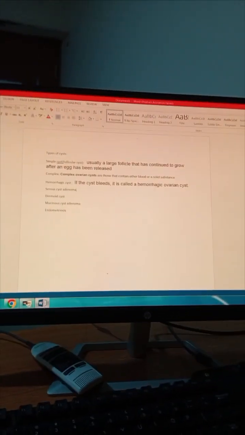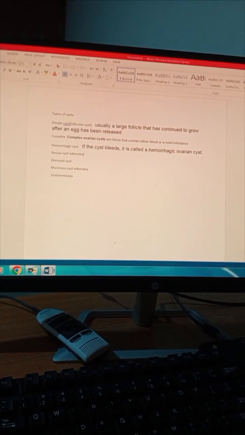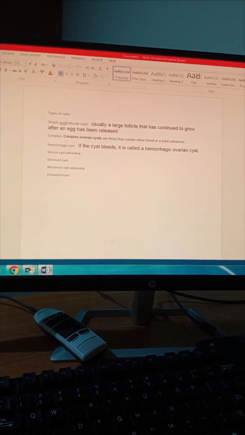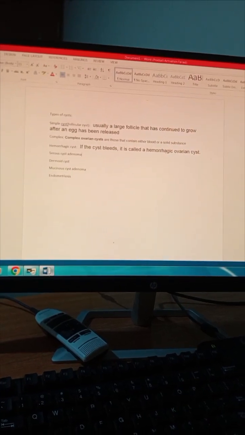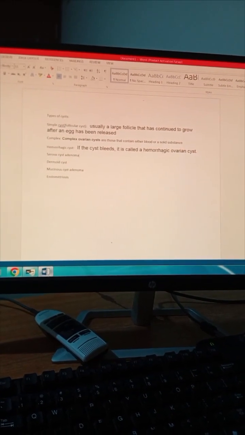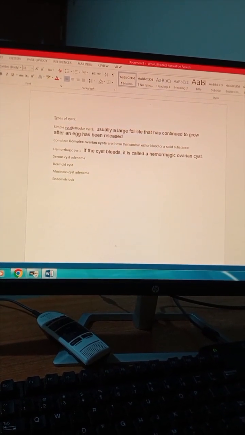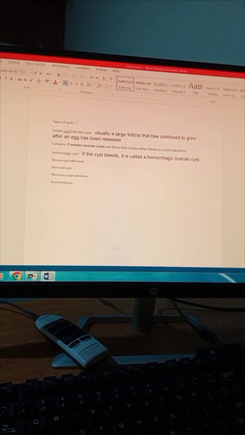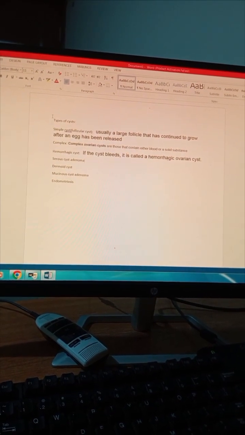So let's discuss ovaries today. There are two ovaries within a female pelvic system, and the normal volume of an ovary is 7 to 10 ml. Greater than that is an enlarged ovary. The most common problem that could be seen in the ovaries is the cyst.